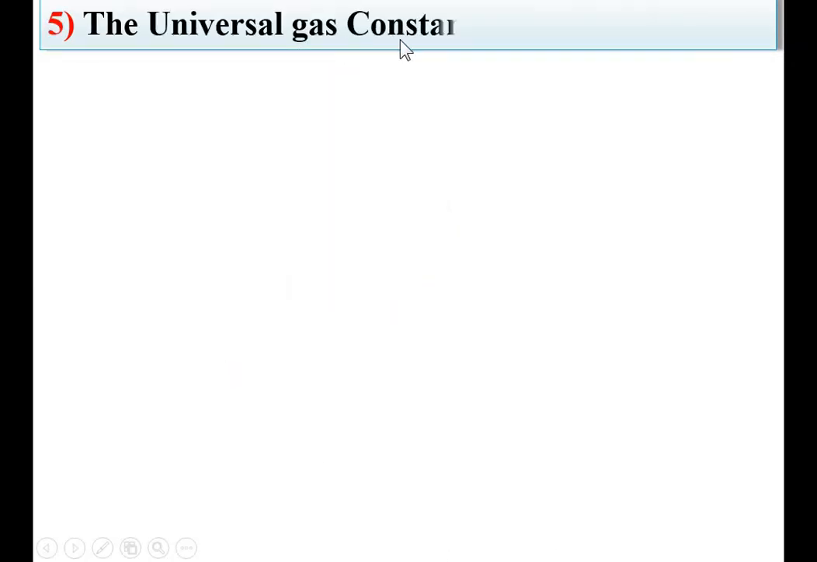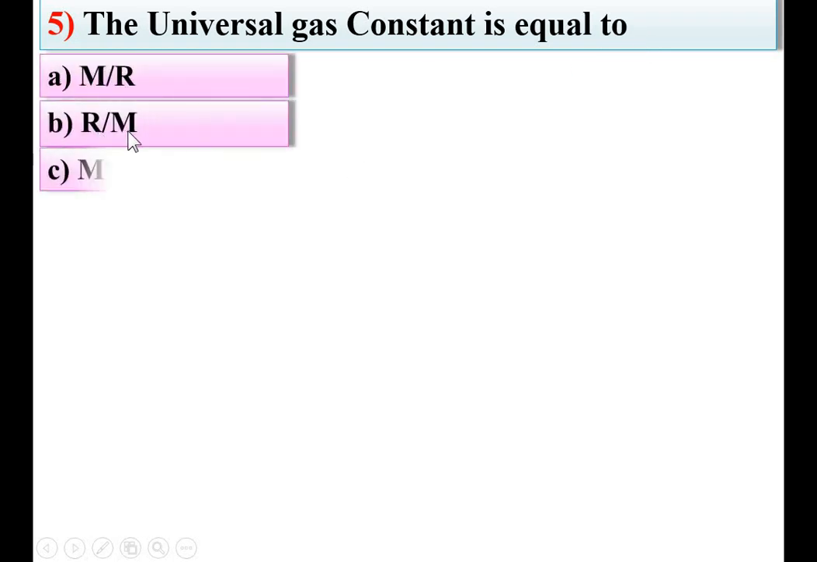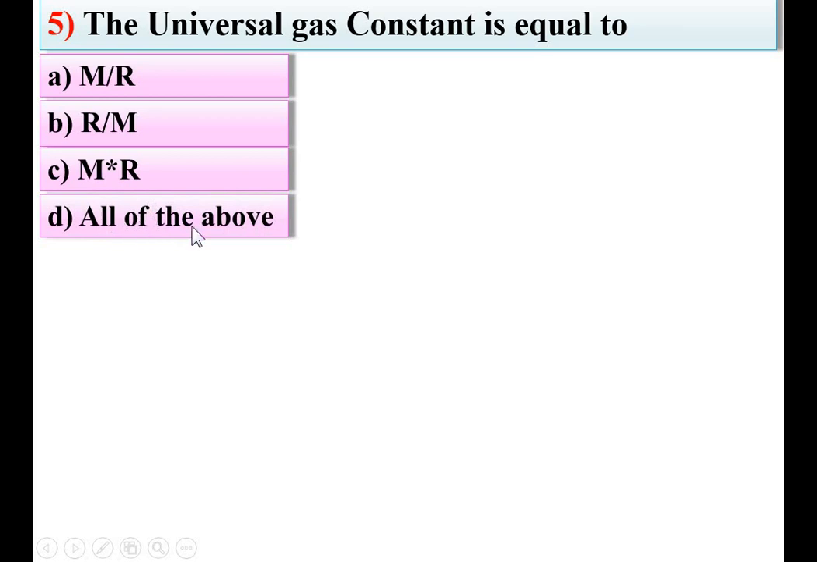Next, the universal gas constant is equal to: M by R, R by M, M into R, all of the above.